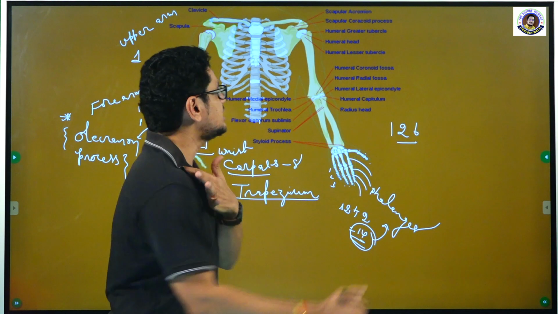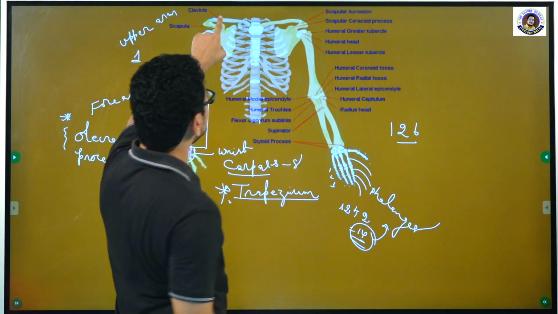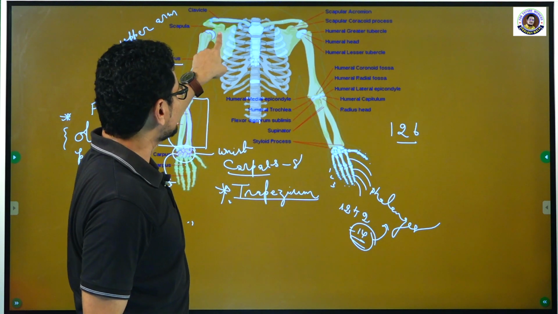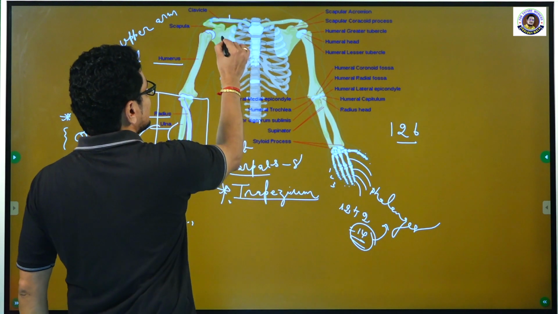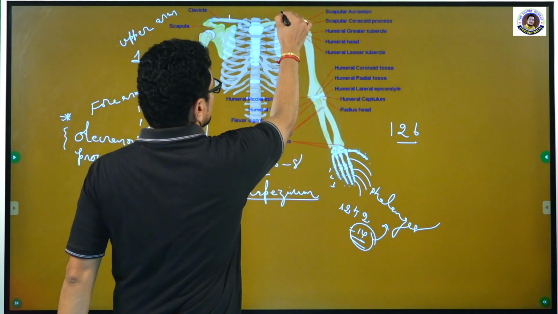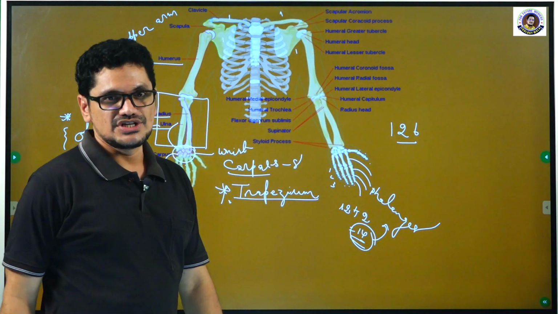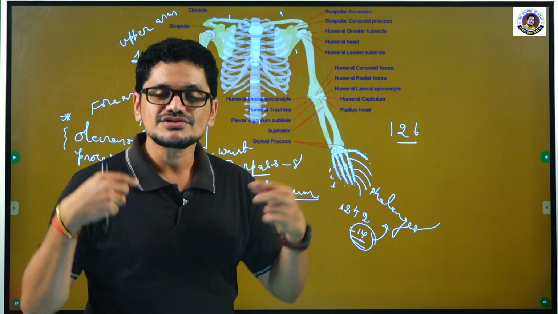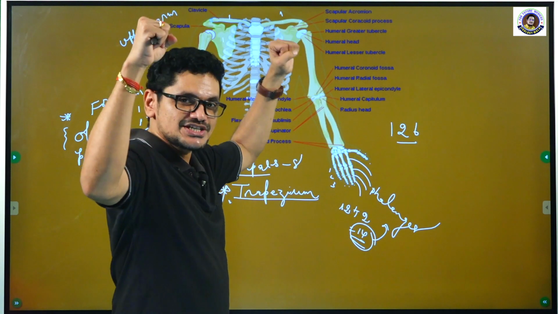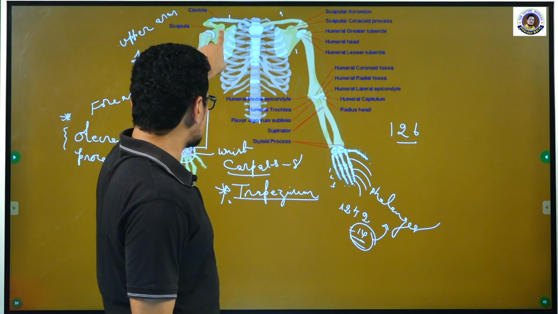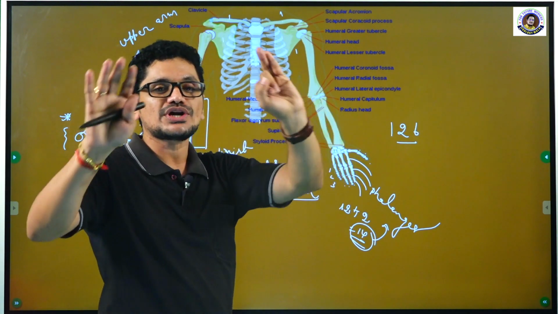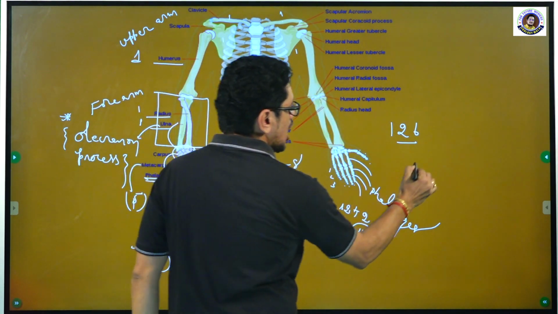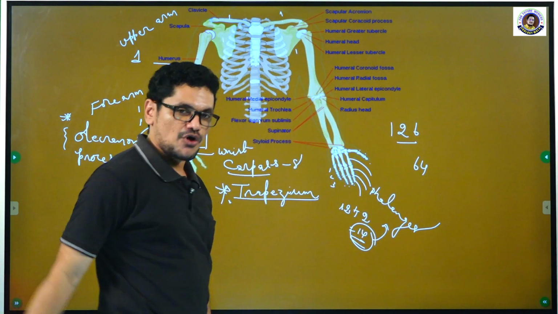Here one bone is present. This is called the clavicle. And this is the scapula. One clavicle and one scapula on this side, similarly one clavicle and one scapula on this side. So 2 clavicles, 2 scapulae, and 60 bones already. So 61, 62, 63, 64: a total of 4 bones in the pectoral girdle. So the total number now is 64.